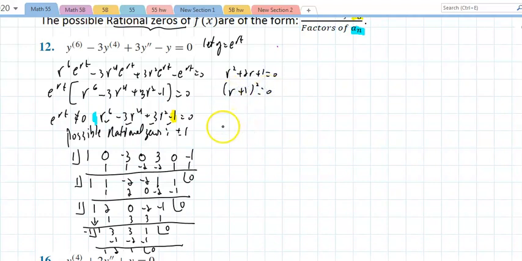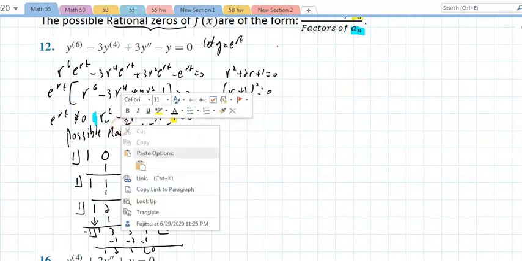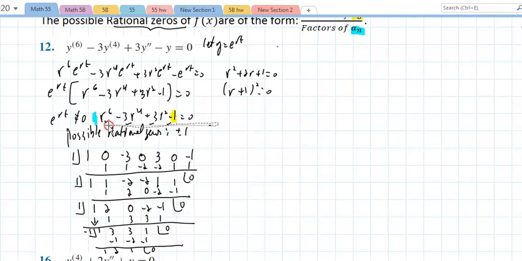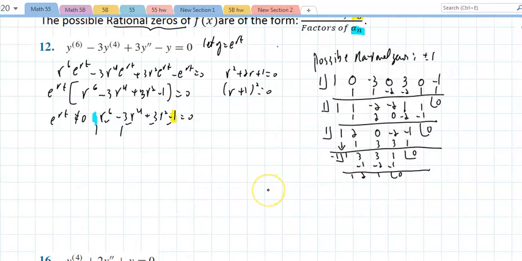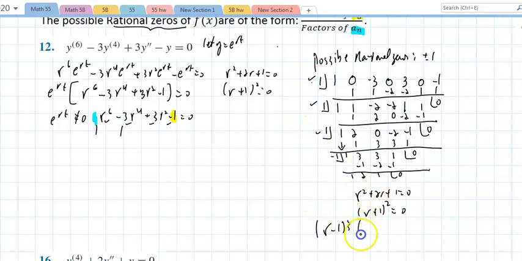So basically, maybe I should have done that right there, and I should have done that here. r squared plus 2r plus 1 equals 0, r plus 1 squared equals 0. So if I look at this, this is actually r minus 1, 3 of those, and r plus 1, 3 of those equals 0.